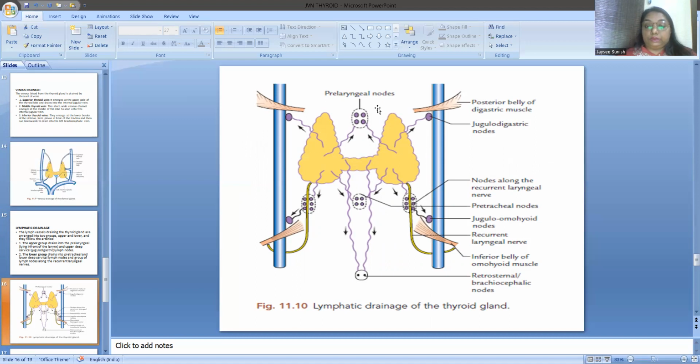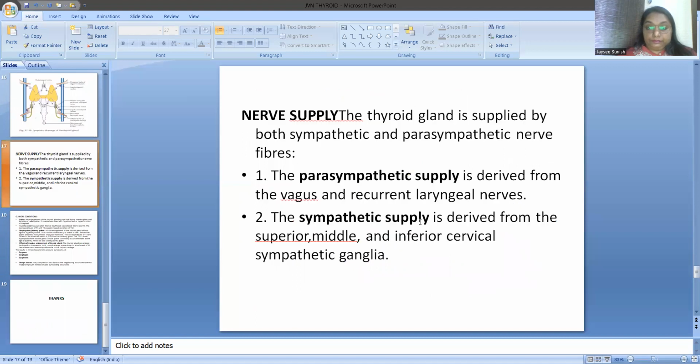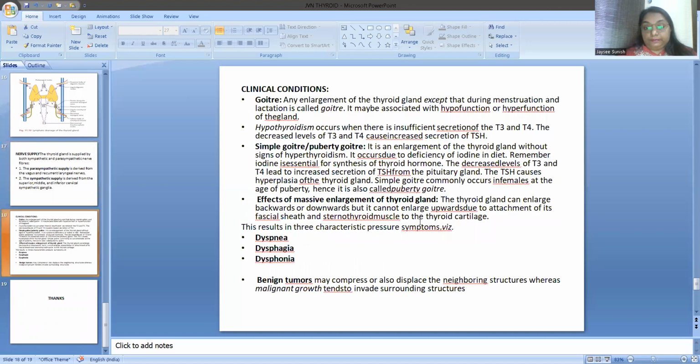Okay. Now we will see the nerve supply. This thyroid gland is supplied by both sympathetic and parasympathetic nerve fibers. Parasympathetic supply is derived from the vagus and recurrent laryngeal nerve, and sympathetic supply is derived from the superior, middle, and inferior cervical sympathetic ganglia.